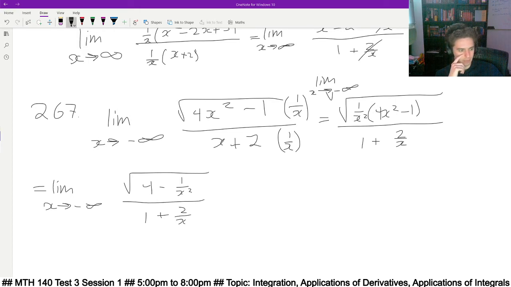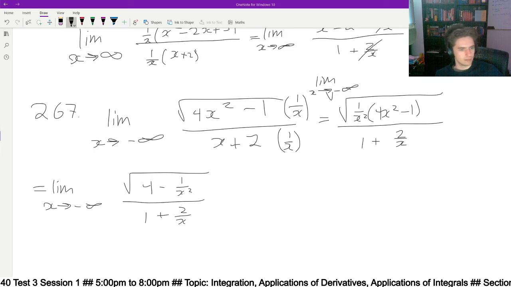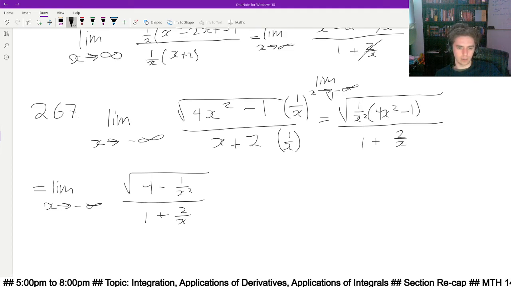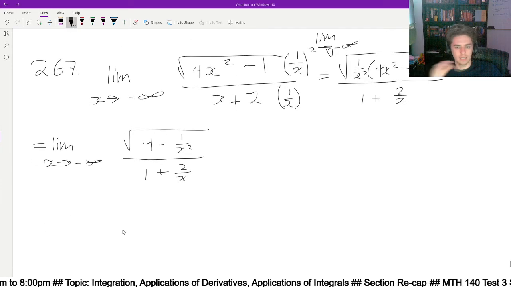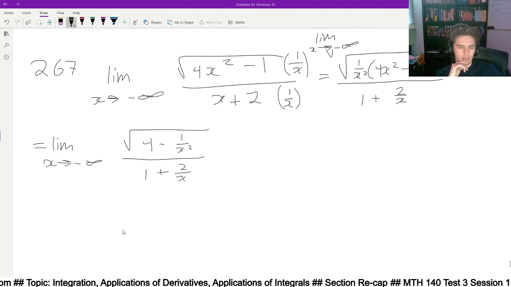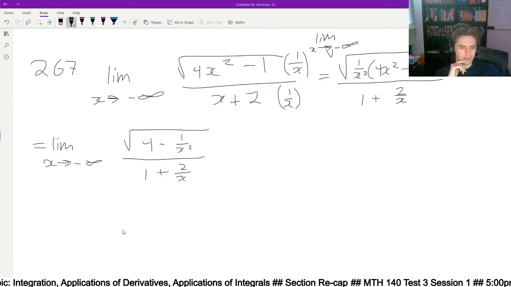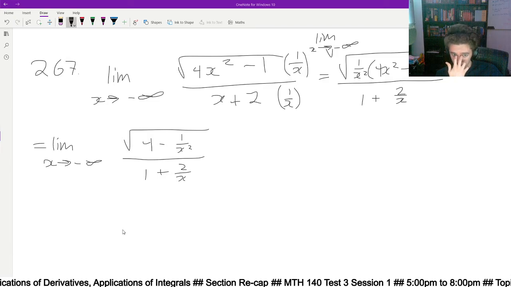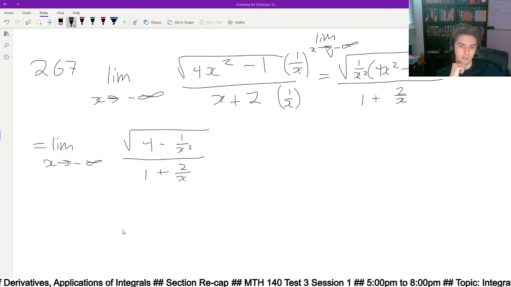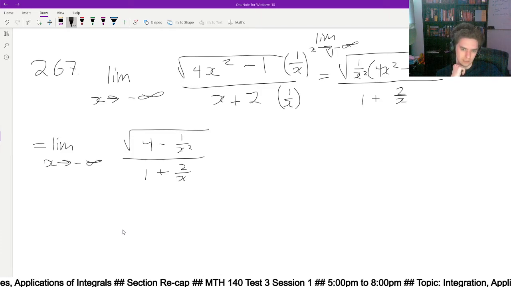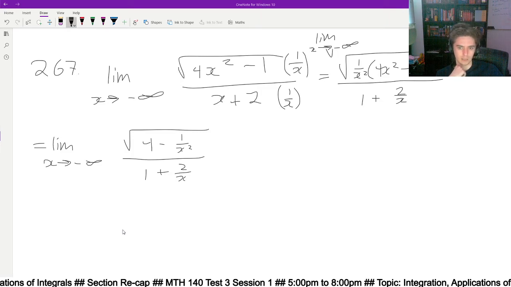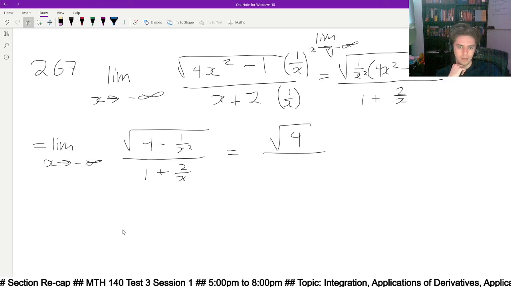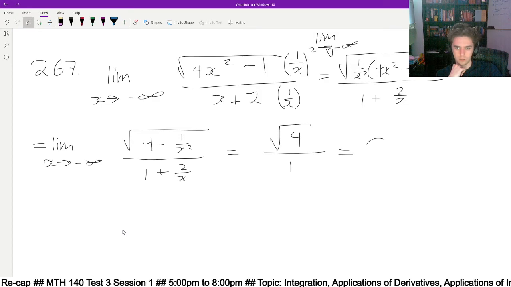Is someone telling me in the chat that I did something wrong? Let's apply the limit. If I apply the limit, this is going to get more and more negative, so it's going to be 1 over negative 0. It doesn't particularly matter. It's just going to be root 4 over 1 minus 0, which is just 1, which is just 2.